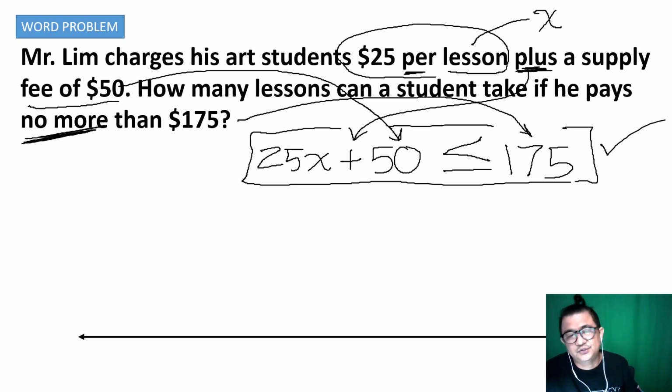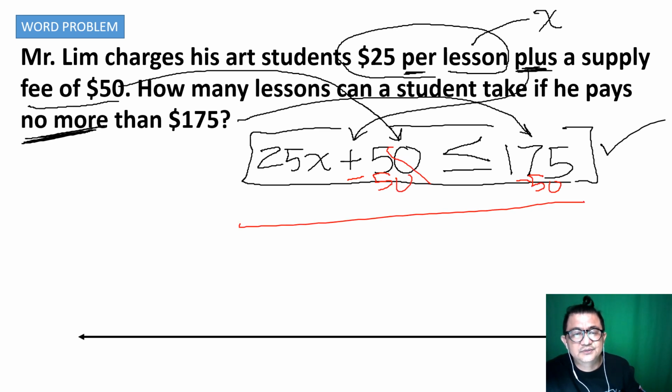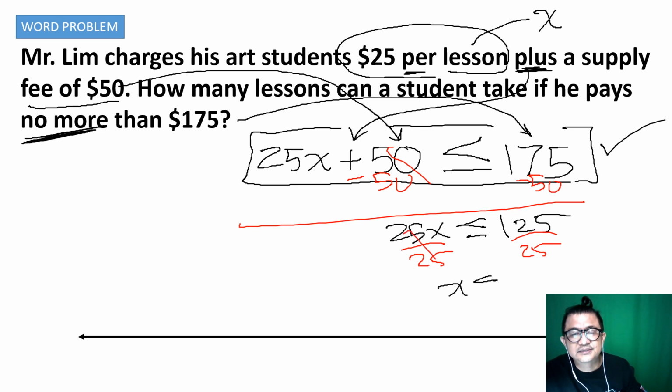All right, now let's solve for x. Okay, so I need to get rid of the 50. Minus 50, minus 50. That cancels out, so that's 25x is less than or equal to 125. Next, divided by 25, divided by 25, x is less than or equal to 5.